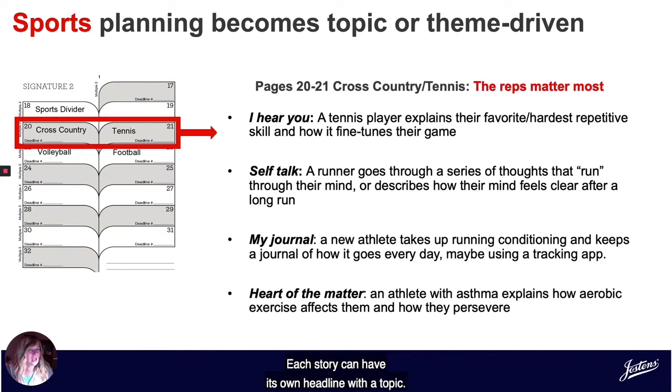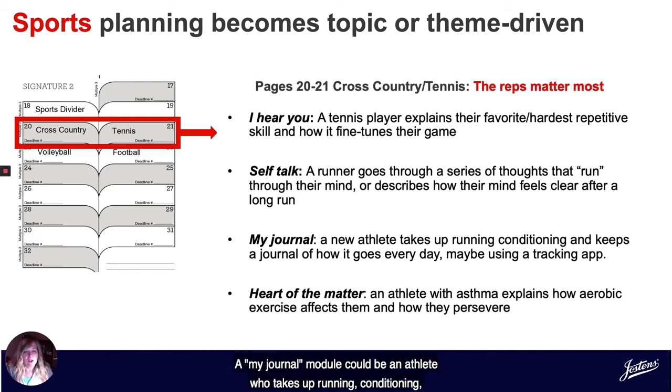Each story can have its own headline with a topic. So the I Hear You module might be about a tennis player who's talking about a repetitive skill and how it fine-tunes their game. A self-talk module might feature a runner who goes through a series of thoughts that run through their mind, or they might describe how their mind feels clear after a long run.